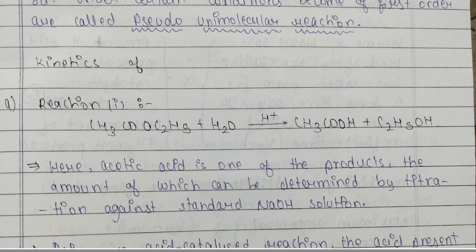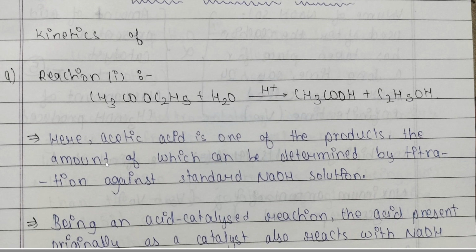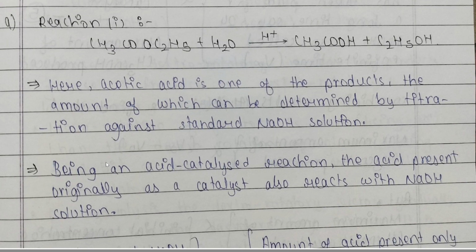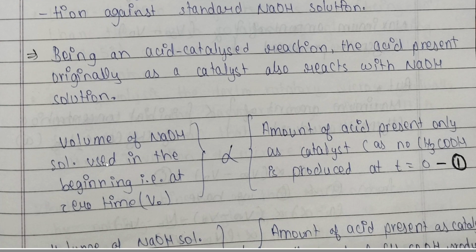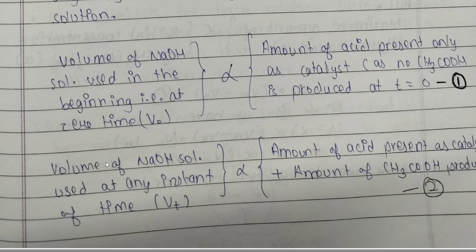Kinetics of reaction. CH3COOC2H5 plus H2O gives CH3COOH plus C2H5OH. Here acetic acid is one of the products, the amount of which can be determined by titration against standard NaOH solution. Being an acid catalyzed reaction, the acid is present originally as a catalyst but also reacts with the NaOH solution. Volume of NaOH solution used in the beginning at zero time is directly proportional to the amount of acid present only as catalyst, as product is zero at t equal to 0.